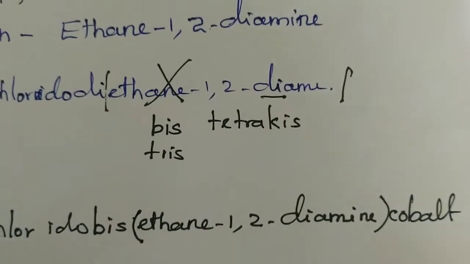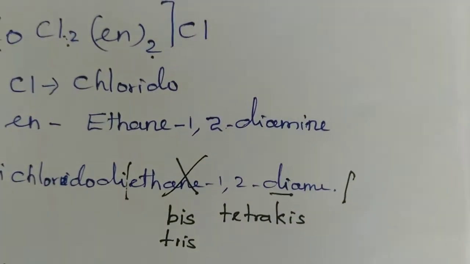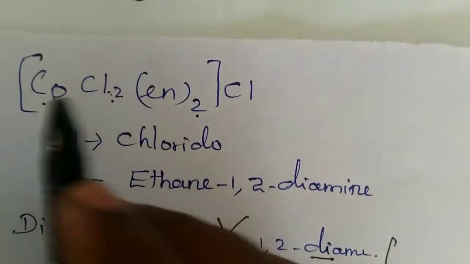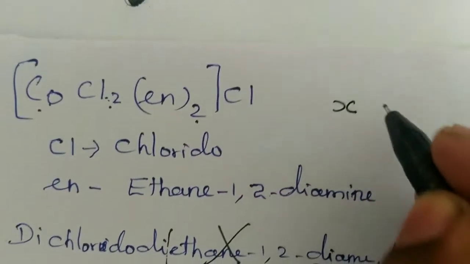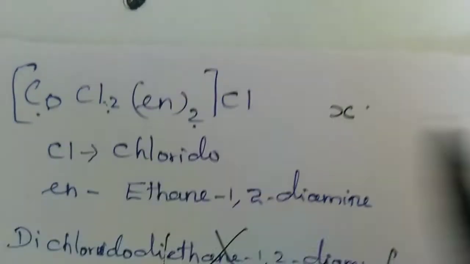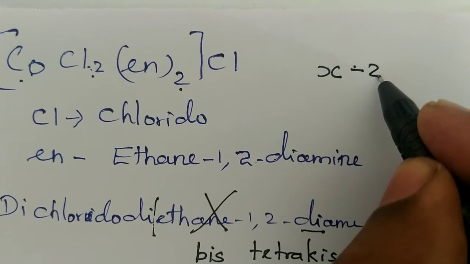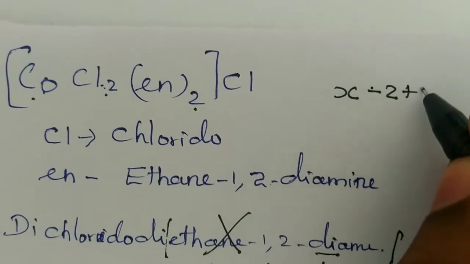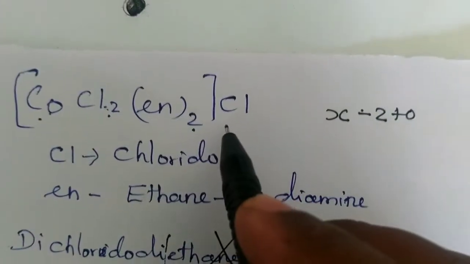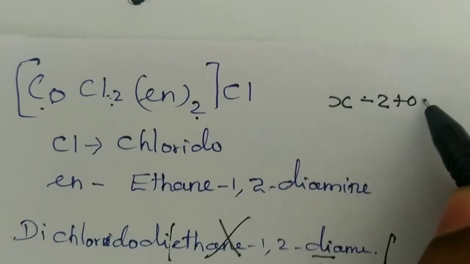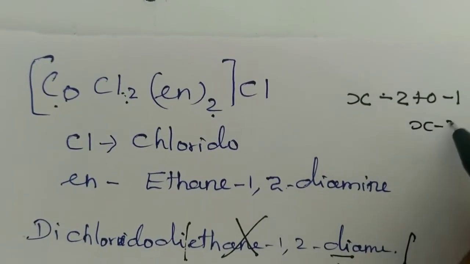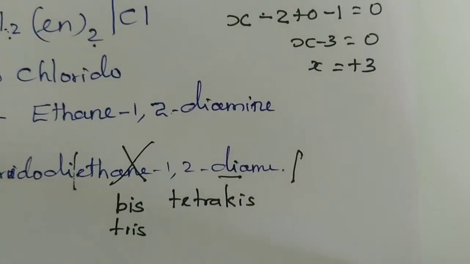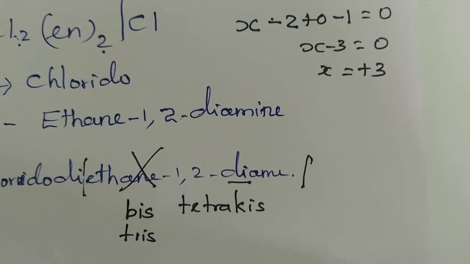After writing the central metal atom, we have to find out the oxidation number. For cobalt, we have to calculate, so X. For 1 chlorine minus 1, 2 chlorines are there, so minus 2. Ethane-1,2-diamine is a neutral ligand, so plus 0. Then 1 chlorine is present outside as a counterpart, for that minus 1, equal to 0. So X minus 3 equals 0, that is X equals +3. That means cobalt, in a bracket you write the oxidation number 3.